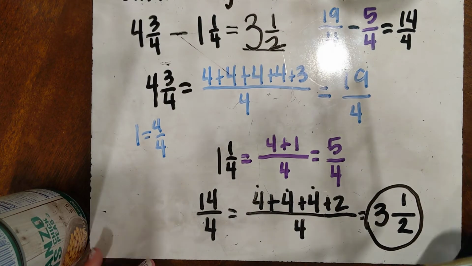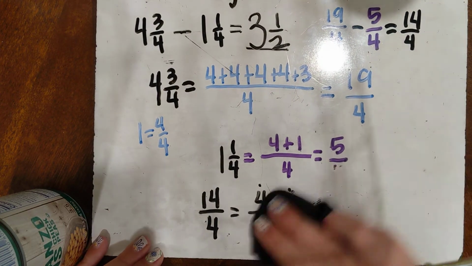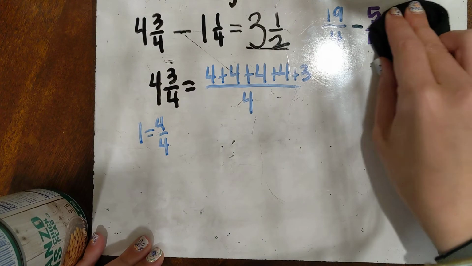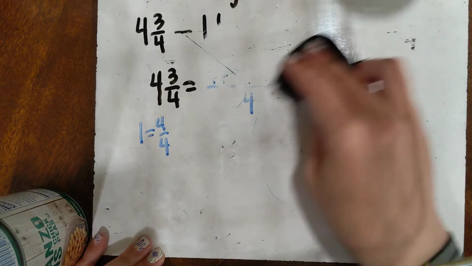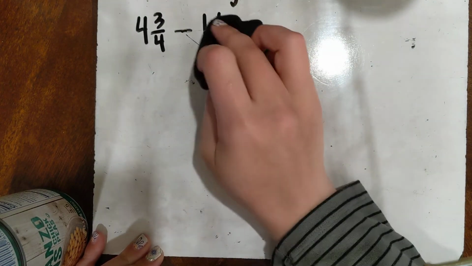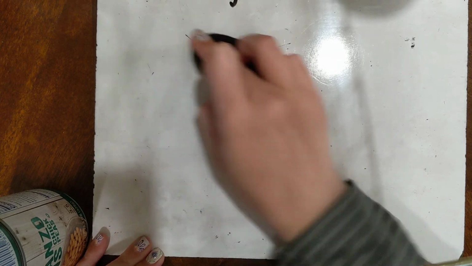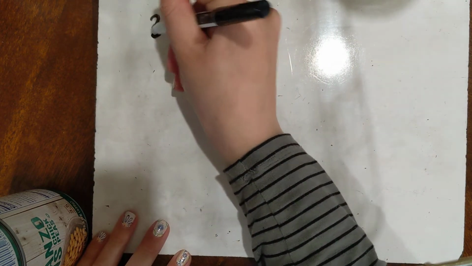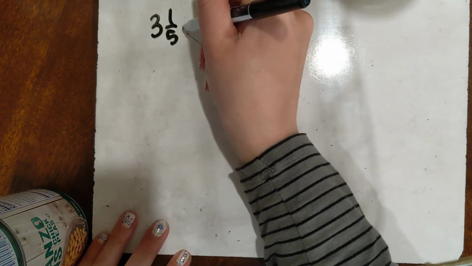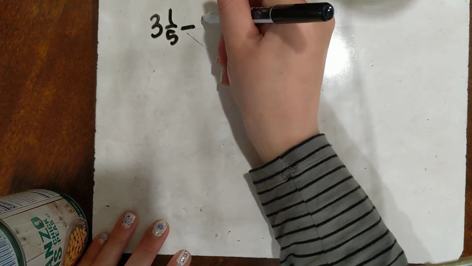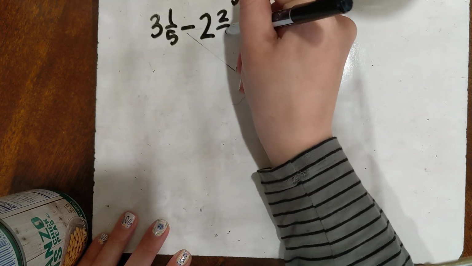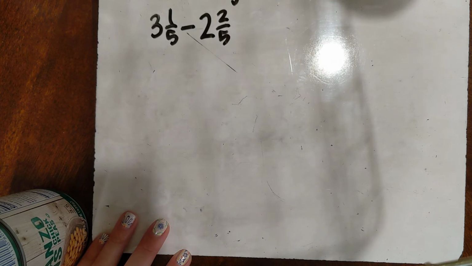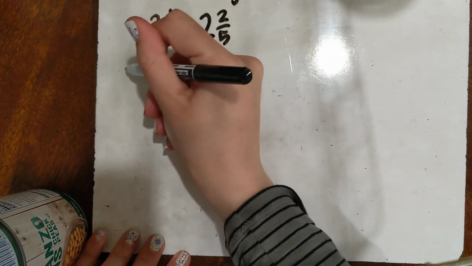Okay, next problem. On this one, please get out paper, pencil, whiteboard, markers, whatever you're going to do, however you're going to follow along. Okay? All right, so we need to find 3 1/5 take away 2 2/5. All right, so we're going to convert those into their equivalent improper fractions.